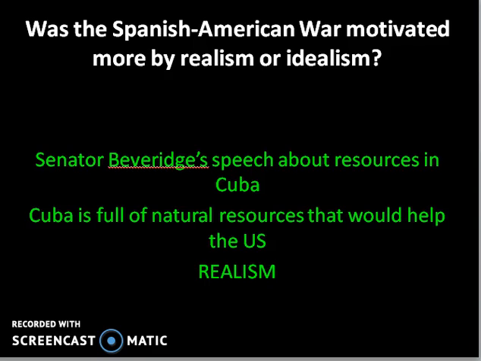The third one for today is Senator Albert J. Beveridge's speech about resources in Cuba. He's the guy that the video talked about from John Green. He was a senator from Indiana. He's going to talk about the natural resources that Cuba has that could help the United States. So if it's a benefit to us, it's clearly realism.